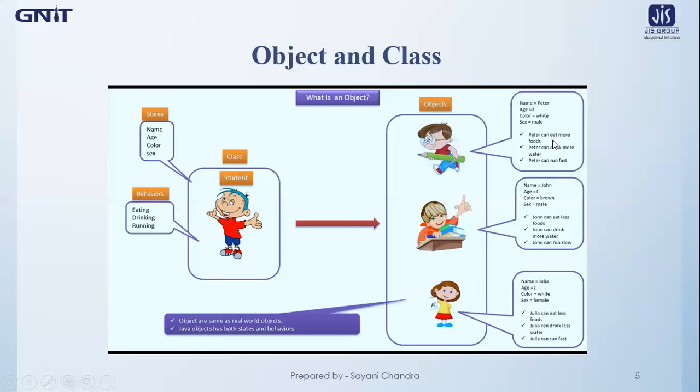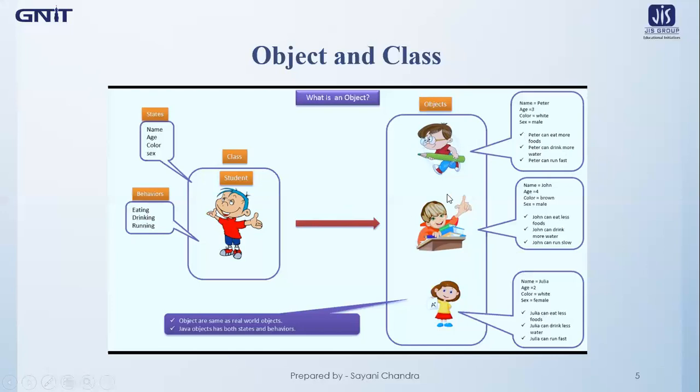Similarly, these are the properties or behaviors that this student object can show. Peter can eat more foods, Peter can drink more water, Peter can run fast. That means these behaviors, eating, drinking, and running, are also there in the student object. So we can say that this one is an object of the student class. Let's go to the next one.